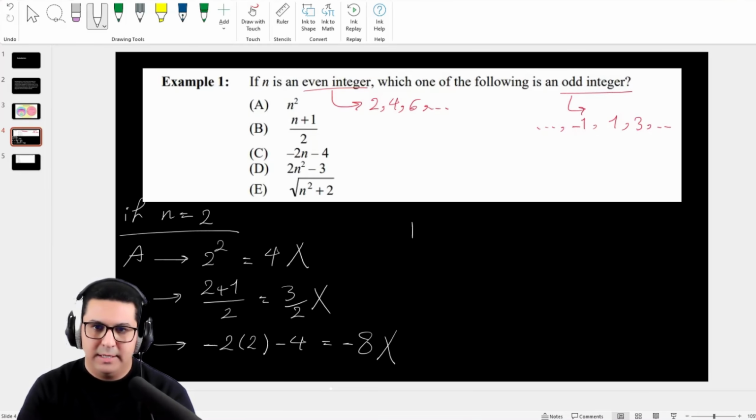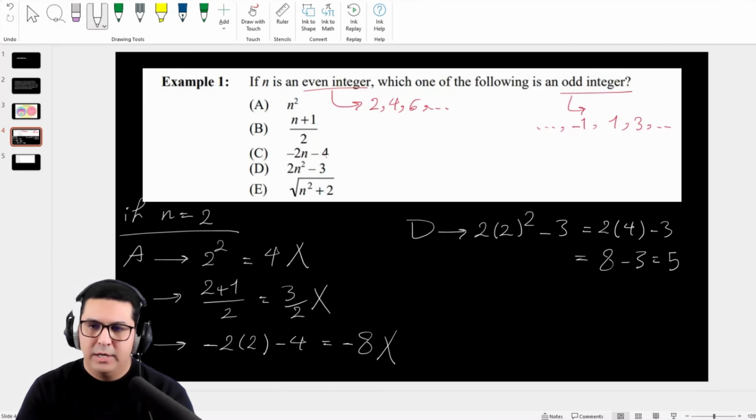This is even. So it is not the answer again. So let's look at D. And sorry, I have to correct it. 2 times 2 minus 3, it is 2 multiplied by 4 minus 3 equals 8 minus 3, it's 5. So as you see, this is an integer and this is odd. So it can be the answer, but let's check E.